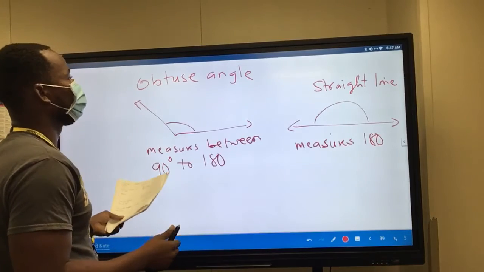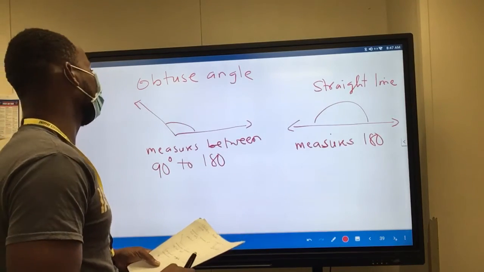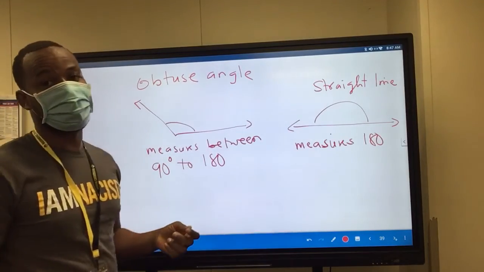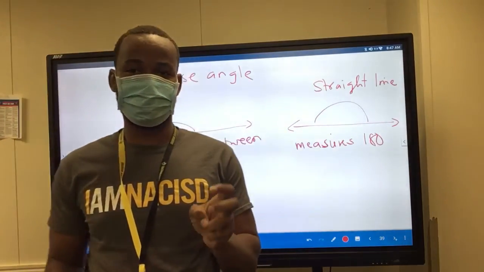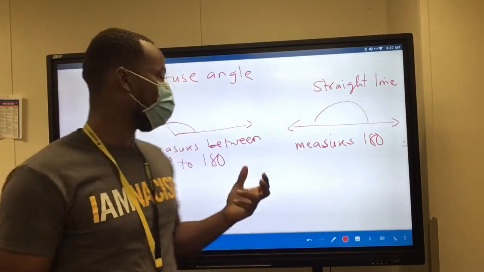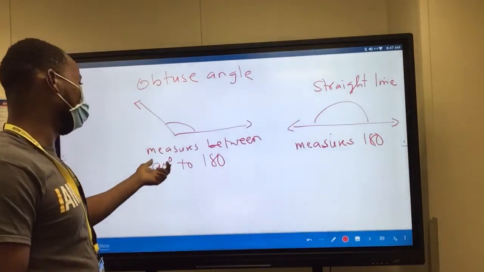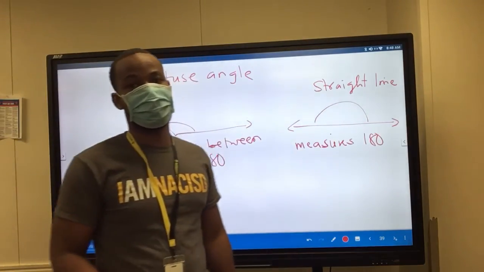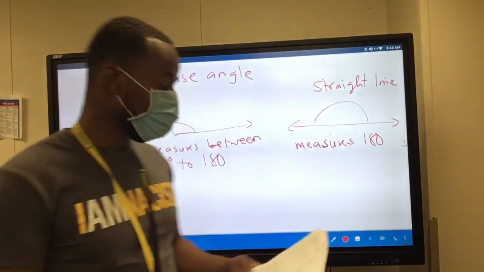So we said obtuse angles measure between 90 and 180. Acute angles are measured between 0 and 90. Then we have right angle, which is a 90. And then we have obtuse angle, which are between 90 and 180. And then straight lines are just 180 degrees.